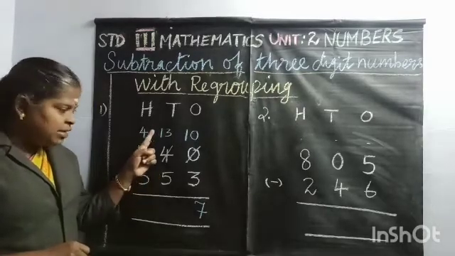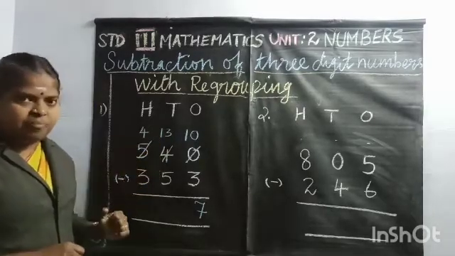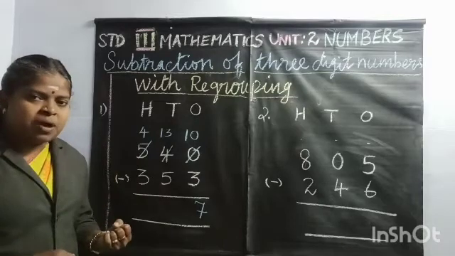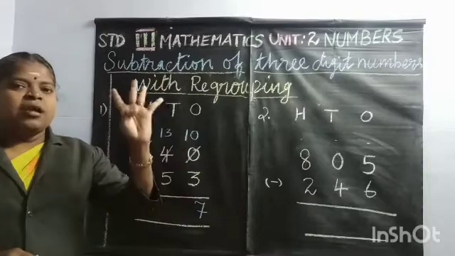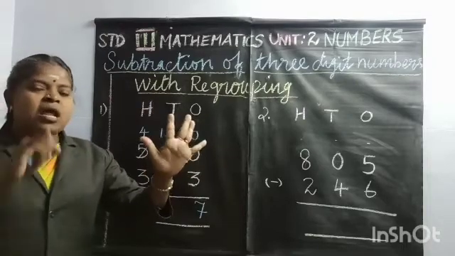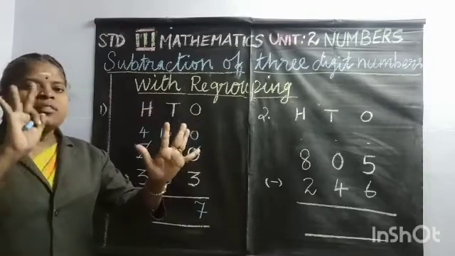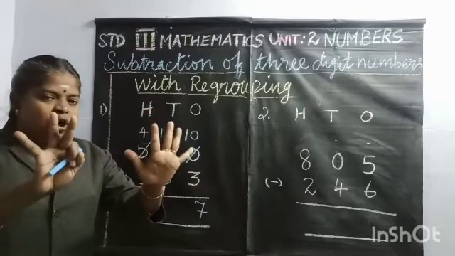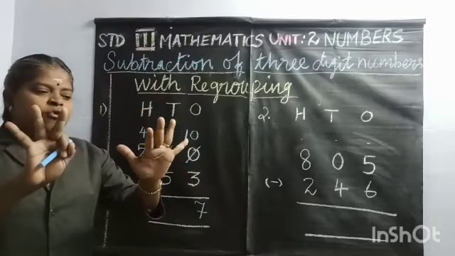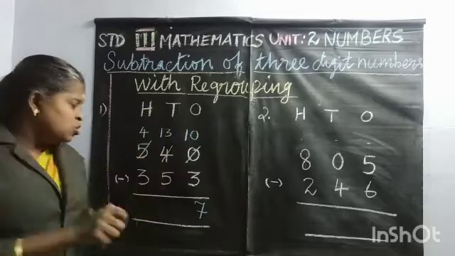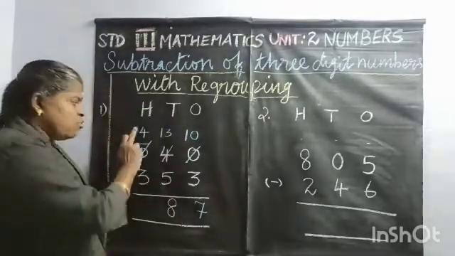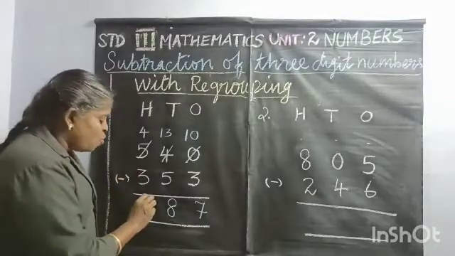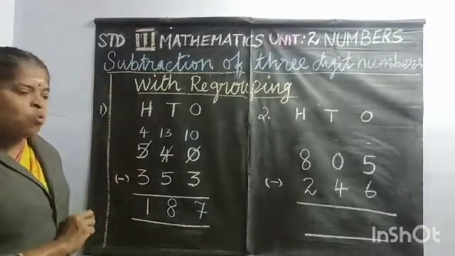So we have 13 chocolates. We ate 5. So after 5, how much balance? 6, 7, 8, 9, 10, 11, 12, 13. How many balance now? 1, 2, 3, 4, 5, 6, 7, 8. So, 13 minus 5 is 8. So, 4 minus 3 is how much? 1. 4 minus 3 is 1.